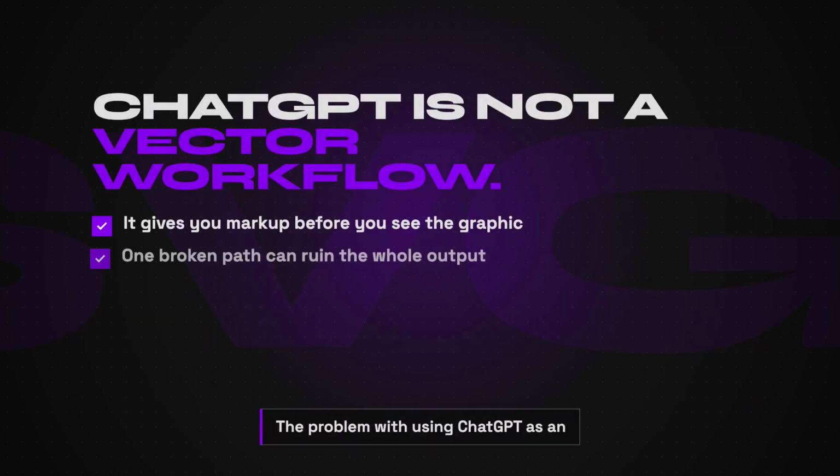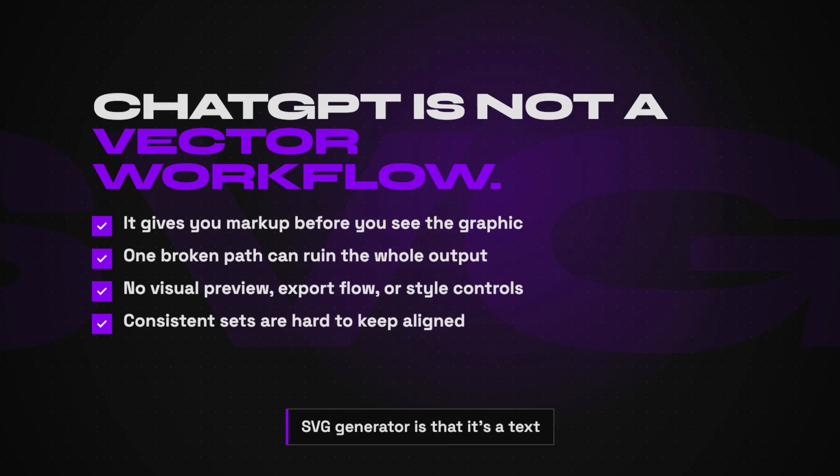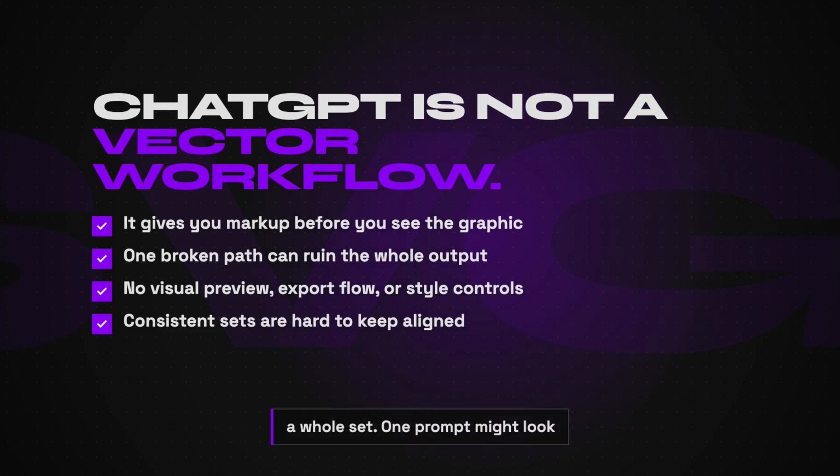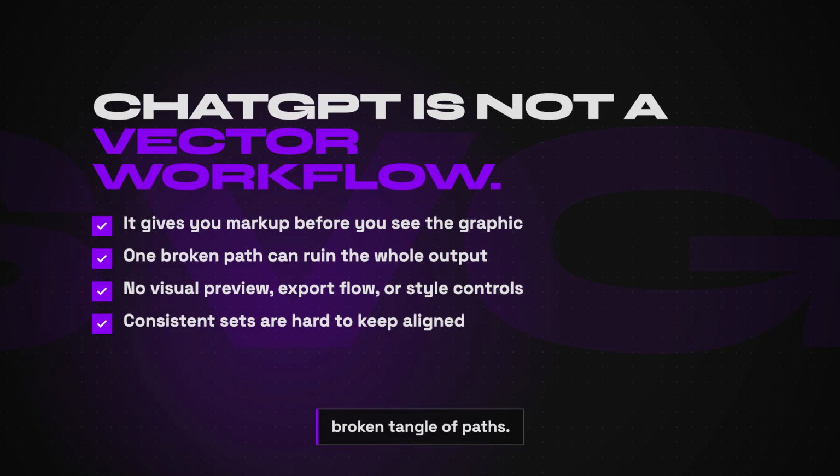The problem with using ChatGPT as an SVG generator is that it's a text model trying to describe geometry. It can write markup, but it doesn't give you a visual editing workflow, style controls, instant previews, export options, or consistent results across a whole set. One prompt might look decent, the next one might be a broken tangle of paths.